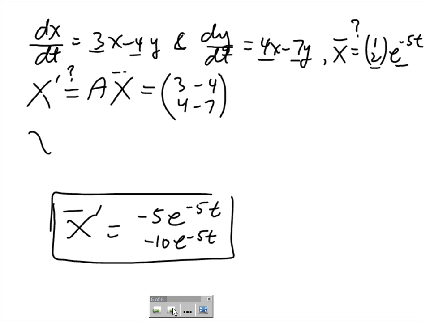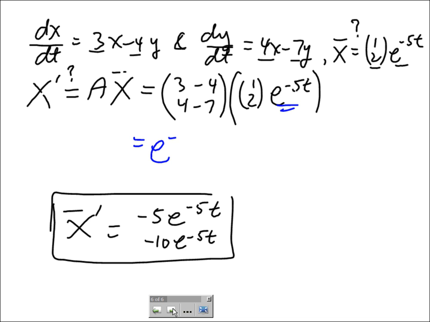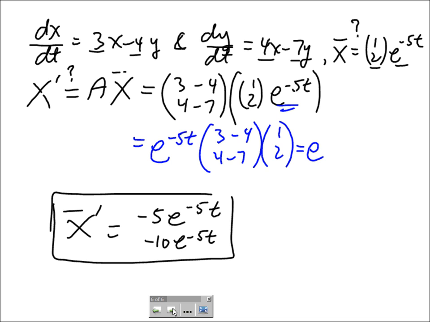Times x bar, which is [1, 2] e to the negative 5t. When we talked about this, I can bring this scalar all the way in front. It's e to the negative 5t times [3, negative 4; 4, negative 7] times [1, 2]. So there's the e to the negative 5t.